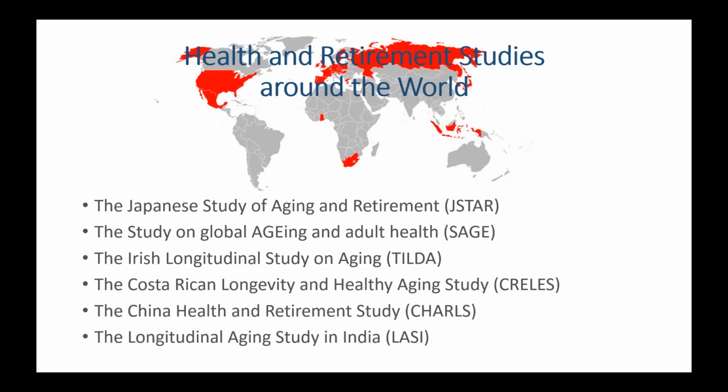TILDA is the Irish study, the Irish Longitudinal Study on Aging. That's age 50 and over, started in 2010. CRELES is a Costa Rican survey, the Costa Rican Longevity and Healthy Aging Study. Its first cohort is people aged 60 and older, and that was in 2005 and 2007. And they then had a second cohort, which was interviewed in 2010 and 2012.